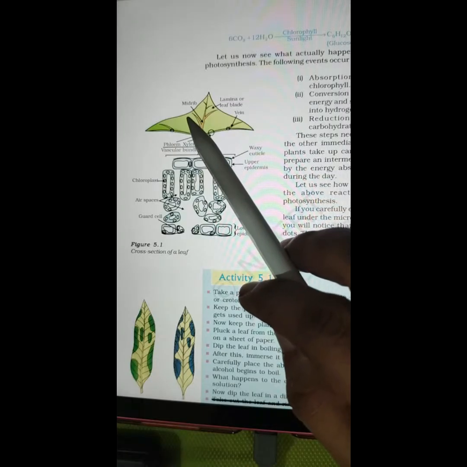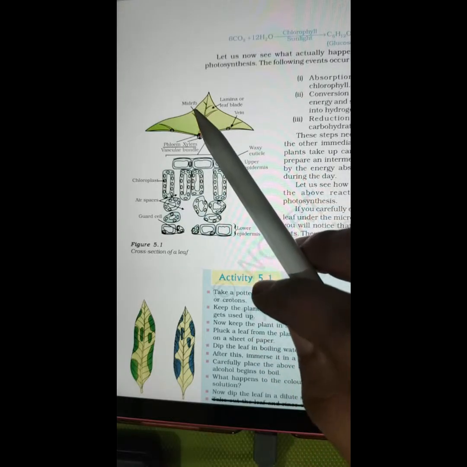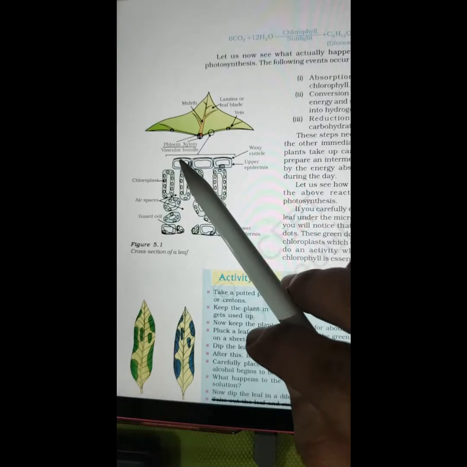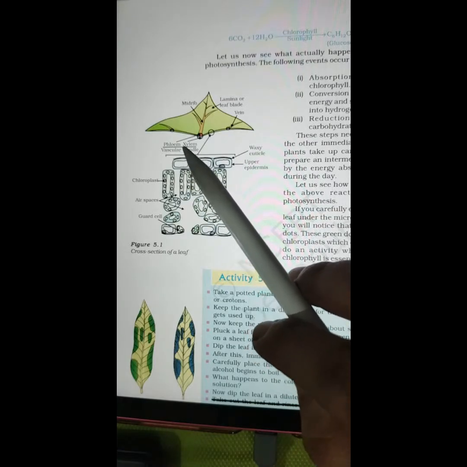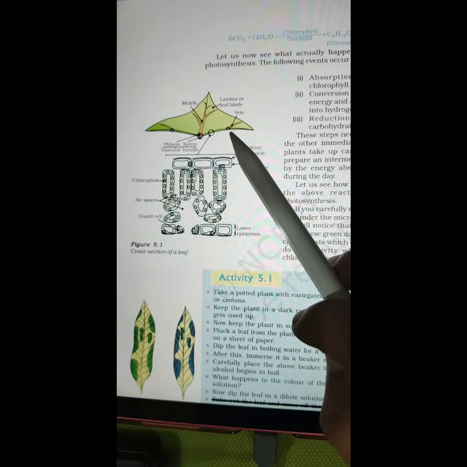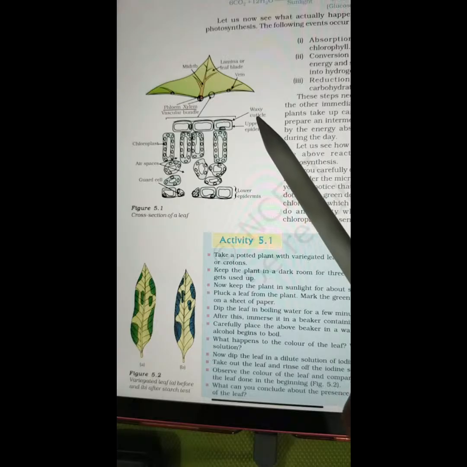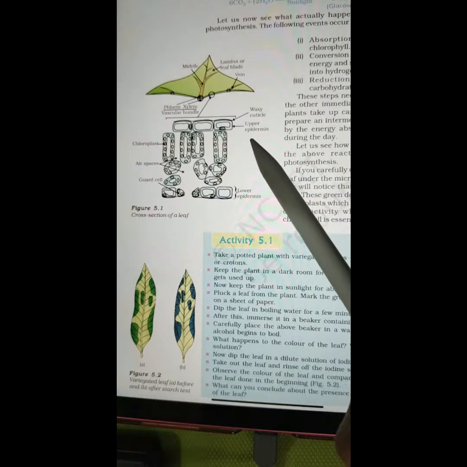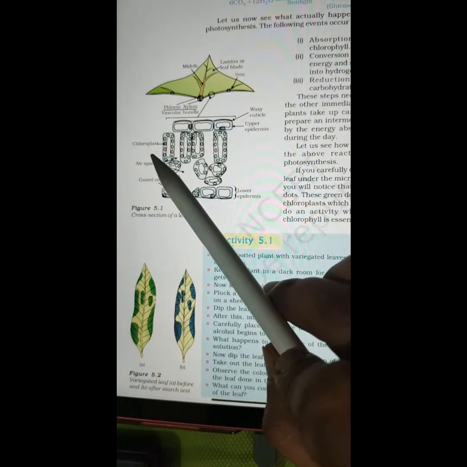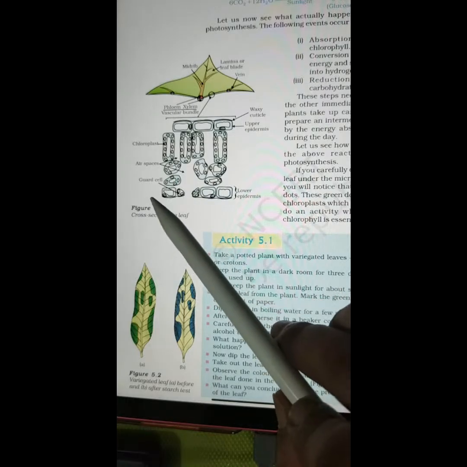Once again, midrib is the stout vein that passes on the center of the leaf. This midrib is composed of xylem and phloem. Together, they form the vascular bundle. Then we have small veins here. As we see the section of the leaf, we can see waxy cuticle. Upper epidermis, chloroplast, air spaces, guard cell.